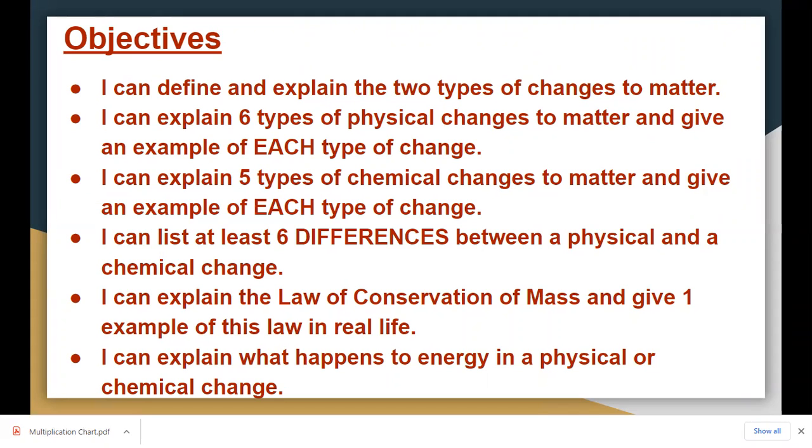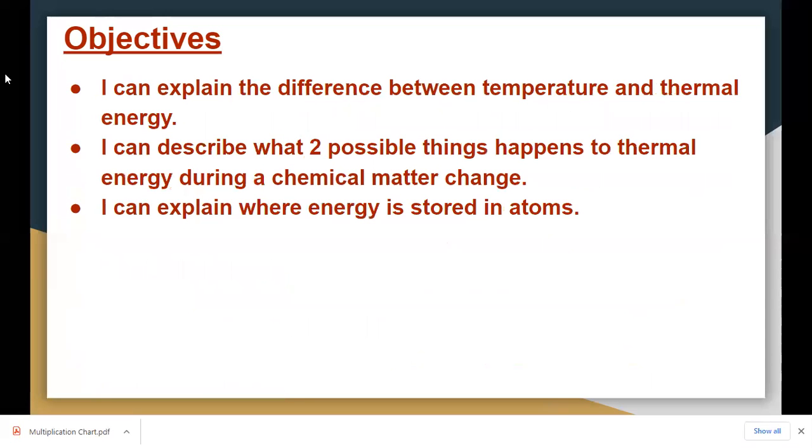And by the way, all of the information for these questions is going to be in the video and in the presentation. Number 3, I can explain 5 types of chemical changes to matter and give an example of each type of change. I can list at least 6 differences between a physical and a chemical change. I can explain the law of conservation of mass and give one example of this law in real life. I can explain what happens to energy in a physical or chemical change.